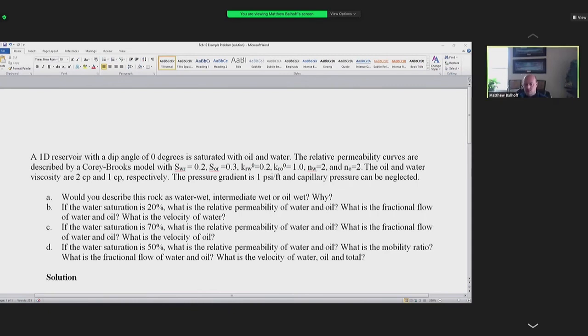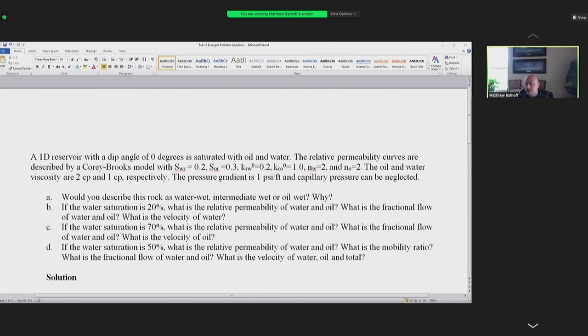So yes, it is water wet, and you probably have the reason correct, although I didn't quite follow it. It's basically because the endpoint relative permeability of oil is so much greater than water, then I know it's water wet. Because what that's telling me is that water is occupying the small, low permeability pores, and the oil is occupying the bigger pores, so this must be a water wet medium.